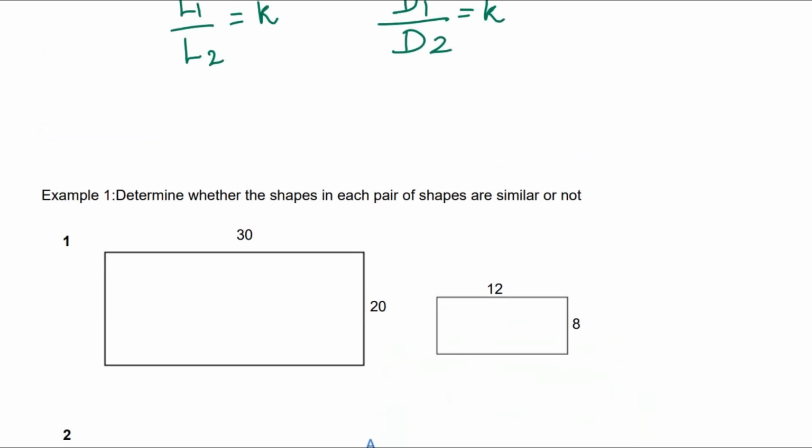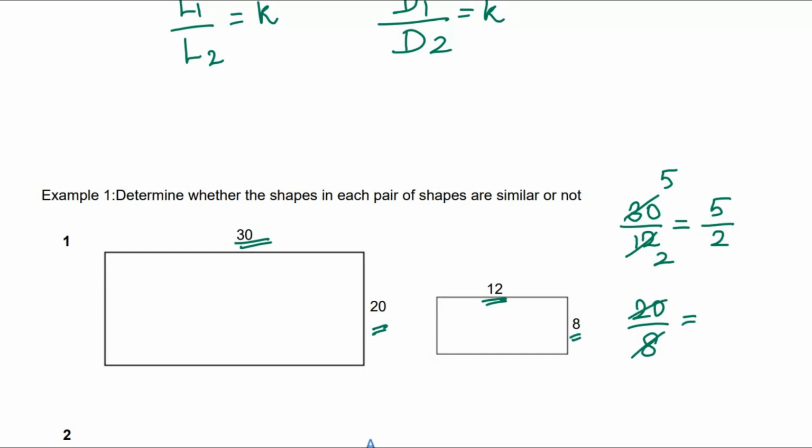Let's find out the ratio of the sides 30 and 12. If you divide the numerator and denominator by 6, you will get 5 over 2. And now take 20 and 8. Divide the numerator and the denominator by 4. You get 5 over 2. So in both the cases, the ratios are the same. That is, the scale factor is the same. So these two shapes are similar.